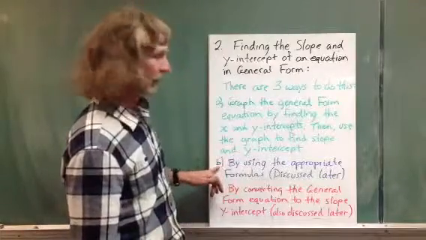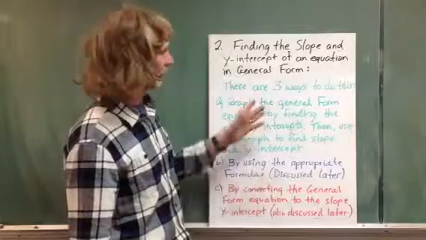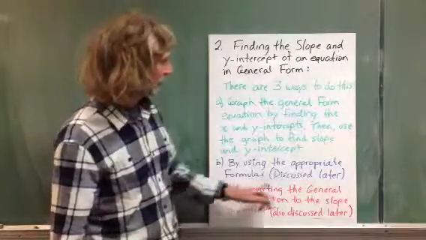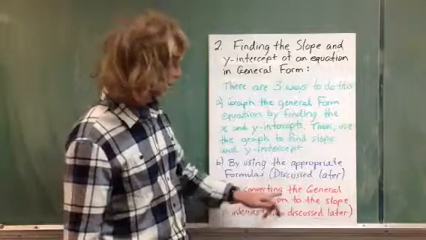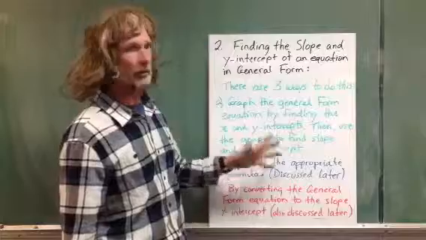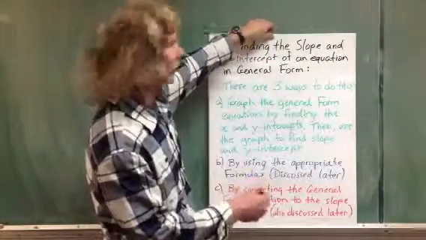The second way, or B, is by using the appropriate formulas, which we'll discuss in a couple of slides from now. And finally C, by converting the general form equation to the slope-intercept equation, we can also readily see the slope and the y-intercept, which is something we learned earlier. We just have to learn how to convert. That's coming up as well.